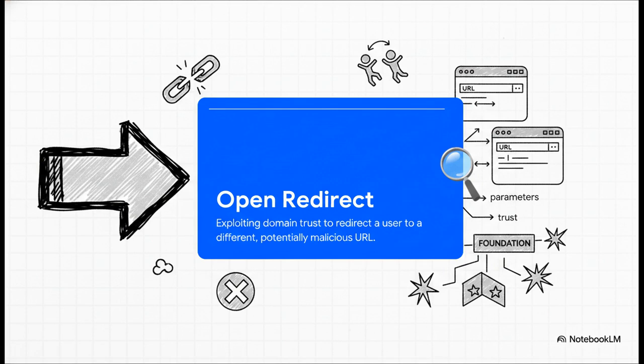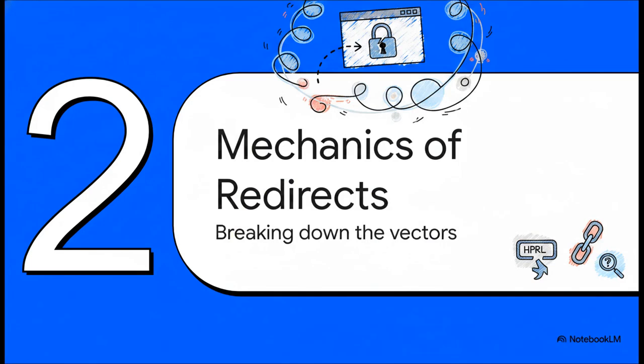Getting a solid grip on open redirects is absolutely crucial. It teaches you exactly how browsers handle routing, parameters, and trust. And you know what? That knowledge is the fundamental building block for way more complex exploits down the road. Moving on to Section 2. Let's break down the mechanics and vectors of open redirects.